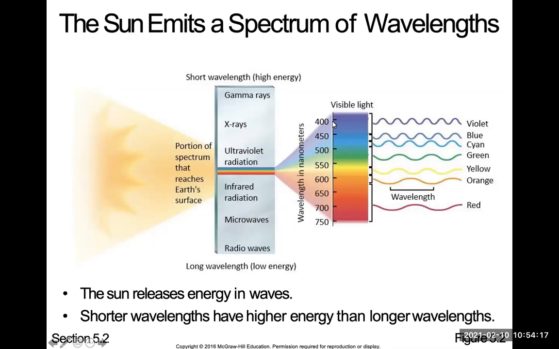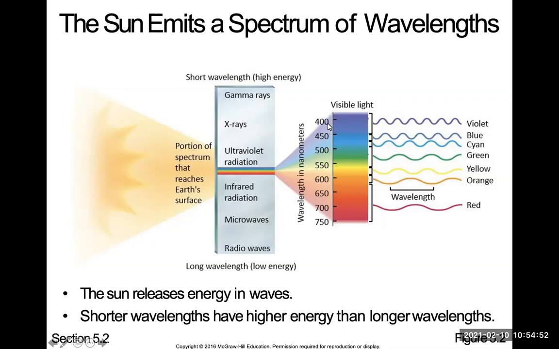Next thing we have is light and the wavelengths. If you were to take white light and put it through a crystal or a prism, you're going to see all these colors. So white light has all these colors. The sun releases energy, photons, in waves. Here, this is wavelength in nanometers. A nanometer is 1 divided by 1 billion, so 9 zeros there.